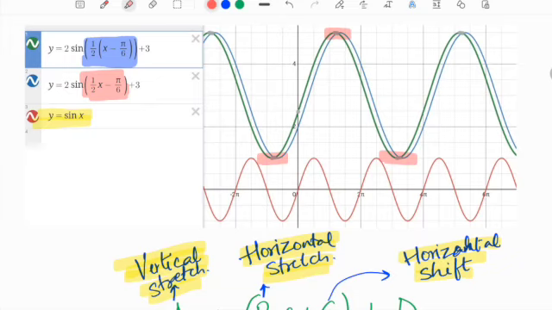Now I would like you to log into Desmos. So go into Desmos and play with a few equations which are in the booklet. Right? Hope this makes sense.